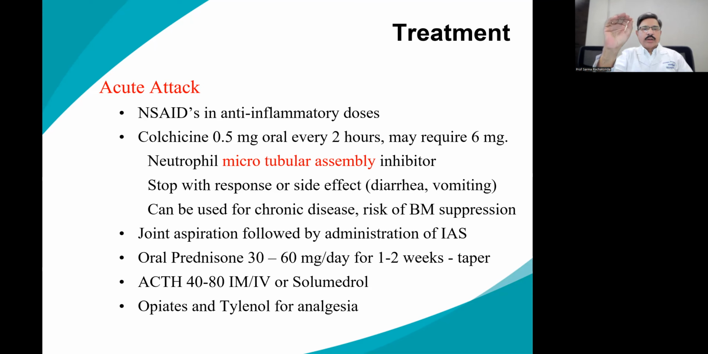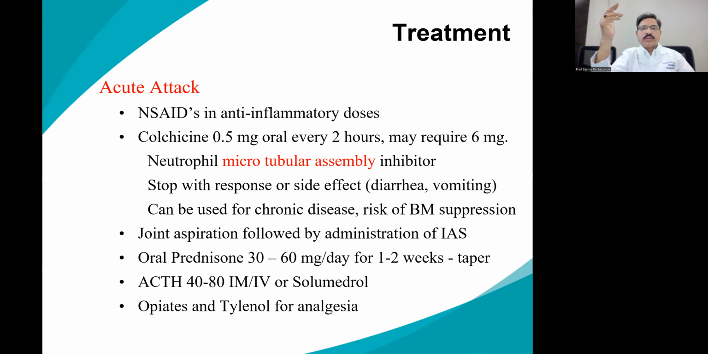In an acute attack, you should not try to use drugs like xanthine oxidase inhibitors, they take a long time. The fellow is dying in pain. You have to treat the pain. So NSAIDs are the best drugs, or colchicine. Both of them act at the site of inflammation. So either you use colchicine, 0.5 milligrams oral every 2 hours, which may require up to 6 milligrams. Colchicine is given as a half milligram tablet every 2 hours up to 6 milligrams, that is 12 doses in a day.